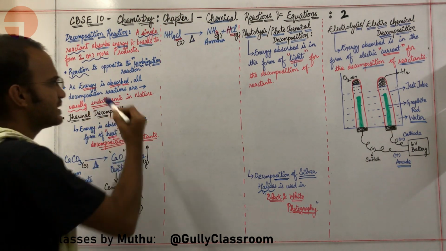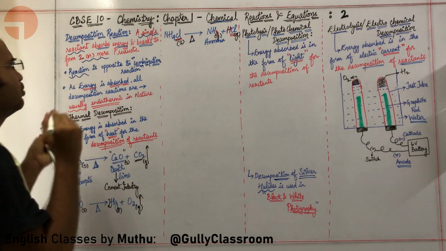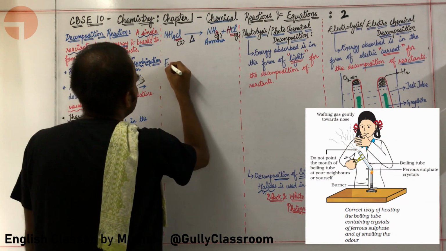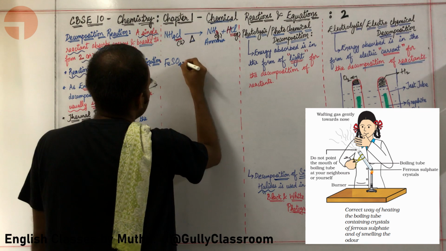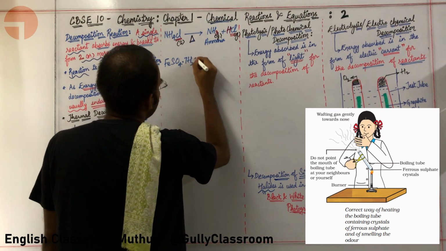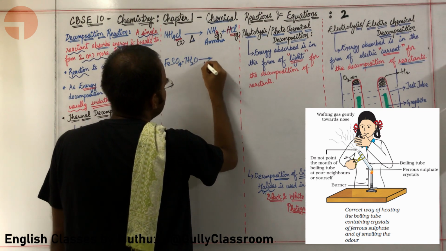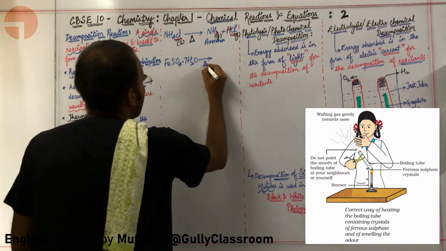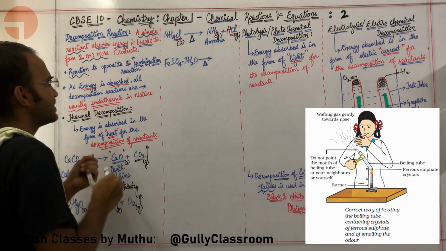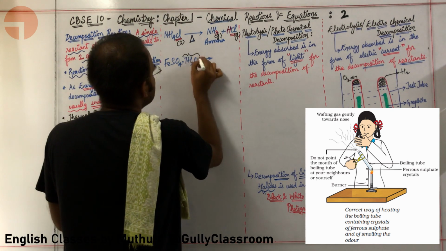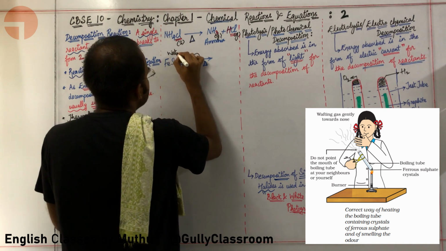Okay, let us go for some other reaction. Which reaction do you want to go for? Let us go for FeSO4 dot 7H2O. What will happen when I am giving it heat? Here, what does 7H2O represent? 7H2O represents water of crystallization.